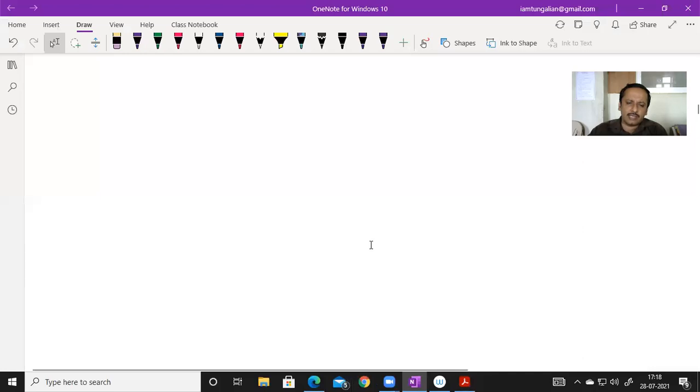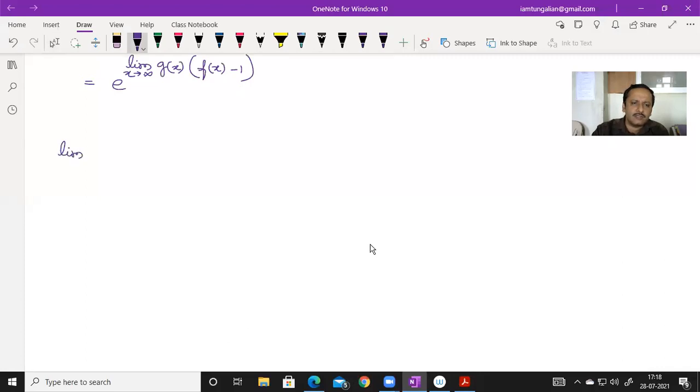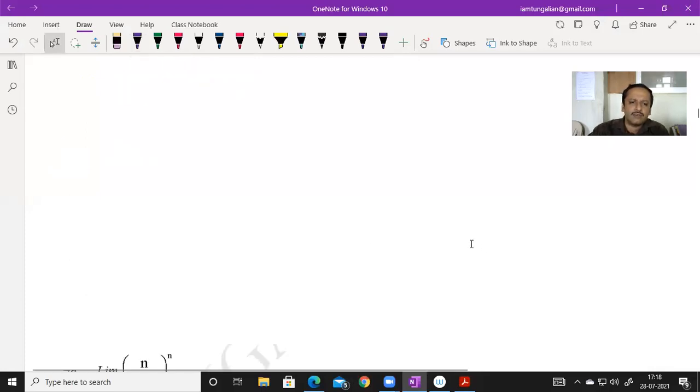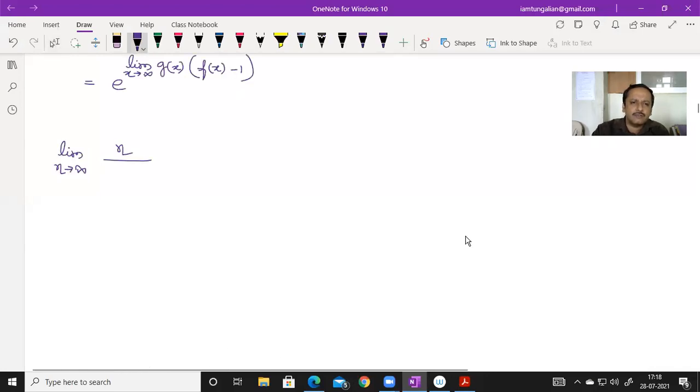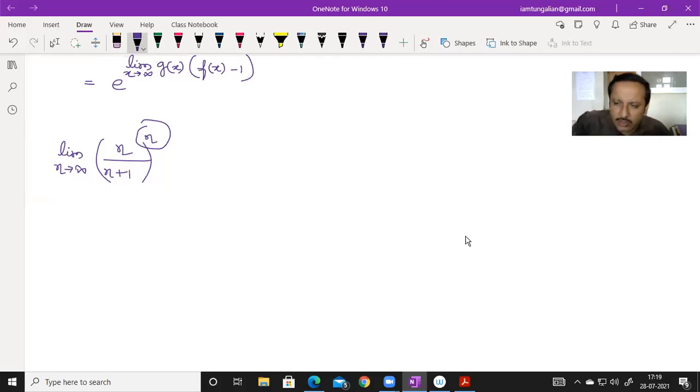Now, if I use this formula for this particular problem, how can this be used? Let us just see that first. Limit n tends to infinity, n by n plus 1 whole power n. Now here you forget about this power n for a while. Just look at n by n plus 1. If I directly apply the limit, observe that both are polynomials of the same degree. Both are polynomials of degree 1. When both are polynomials of the same degree and n is tending to infinity, then the value of this limit is the ratio of the highest coefficients of the highest power of n.